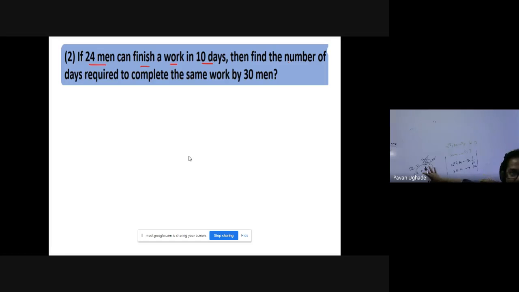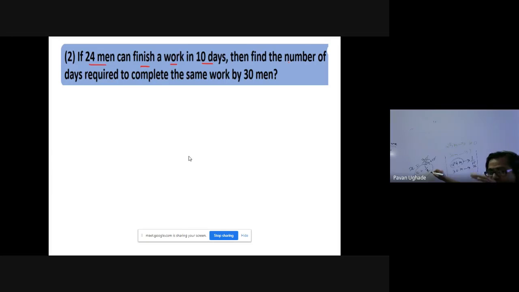Now, are you comfortable with this? Did you understand the logic? I'm telling you, you first need to find out the work done in one day. If 24 men are working for 10 days, the work done in one day is 1/10. If 30 men are working on a particular job, what is their contribution for one day? That I have to find out, so I do the cross multiplication for one day, and I got 1/8. It is 1/8 of the work they finish in one day. So how many days are required to finish the job? 8 days.